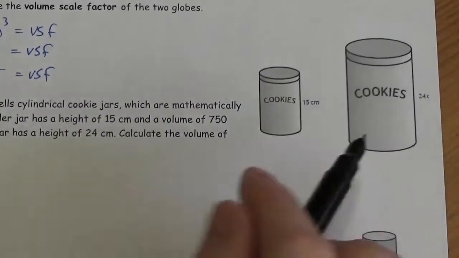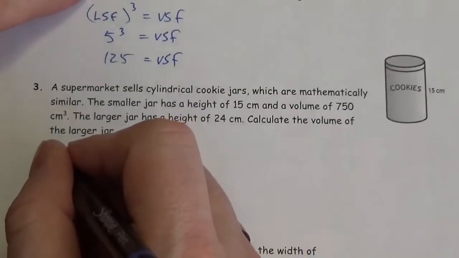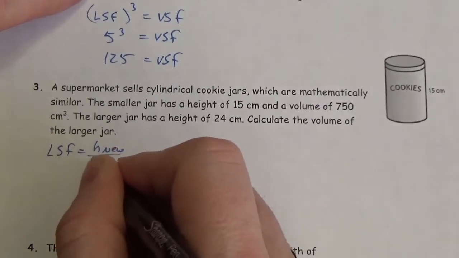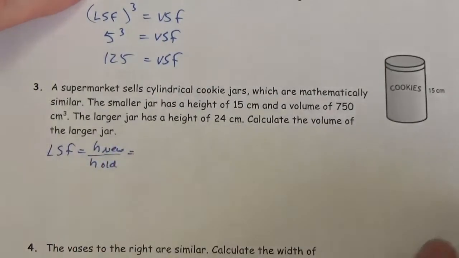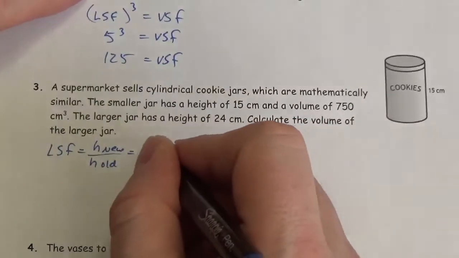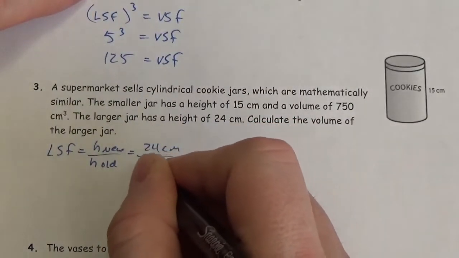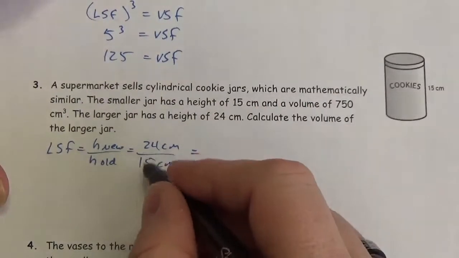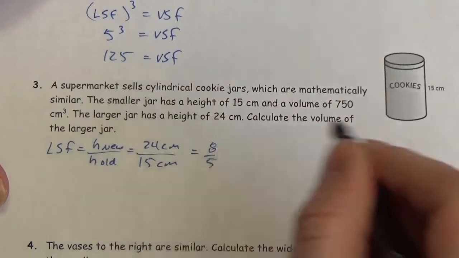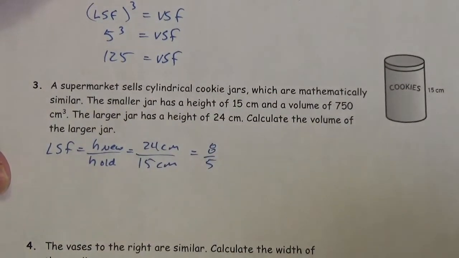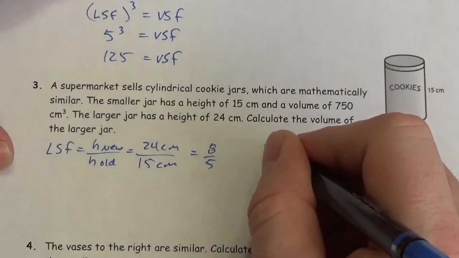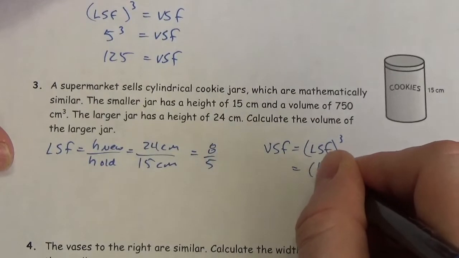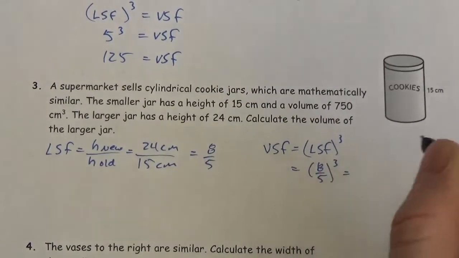Okay, well, all I need to do, first of all, is get that linear scale factor, right? And so our linear scale factor is going to be, let's say, the height of the new divided by the height of the old. And so the height of my new here, we were told, was 24 centimeters. And the height of my old was 15 centimeters. The centimeters will cancel here. There's a factor of 3 that's common, so this is going to become 8/5. Okay, so that's my linear scale factor. And we know that the volume scale factor will be the linear scale factor cubed. So that'll be 8/5 cubed.